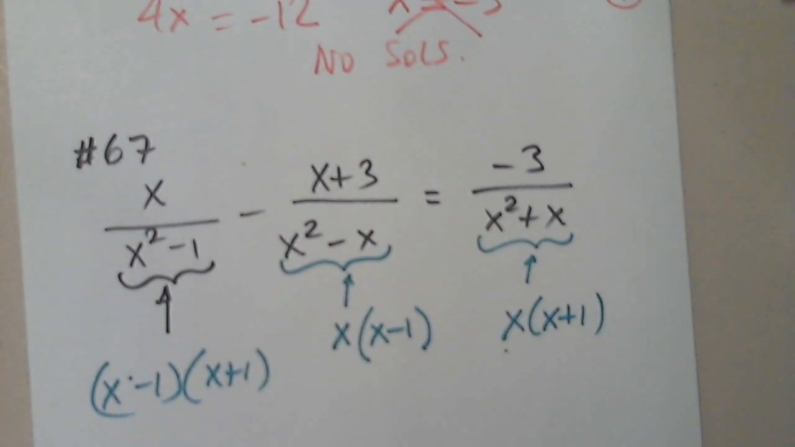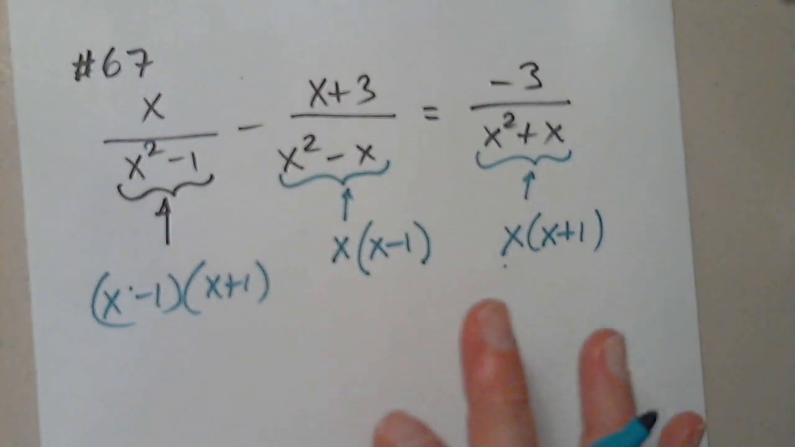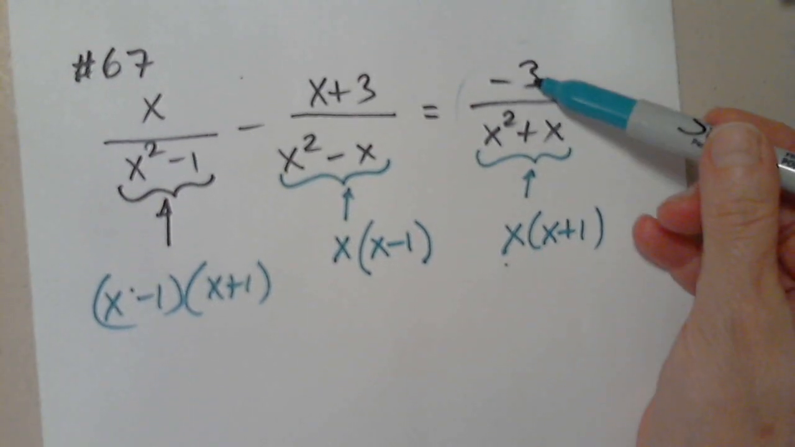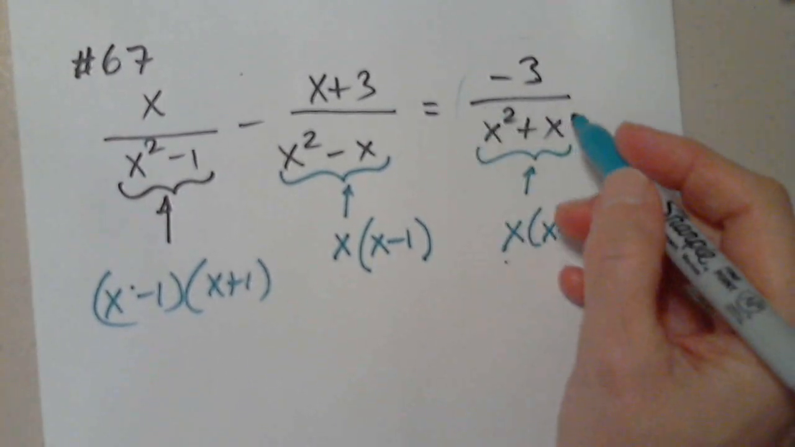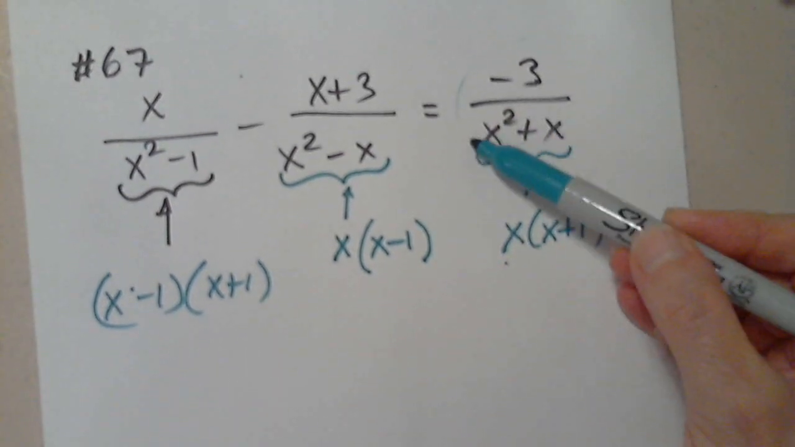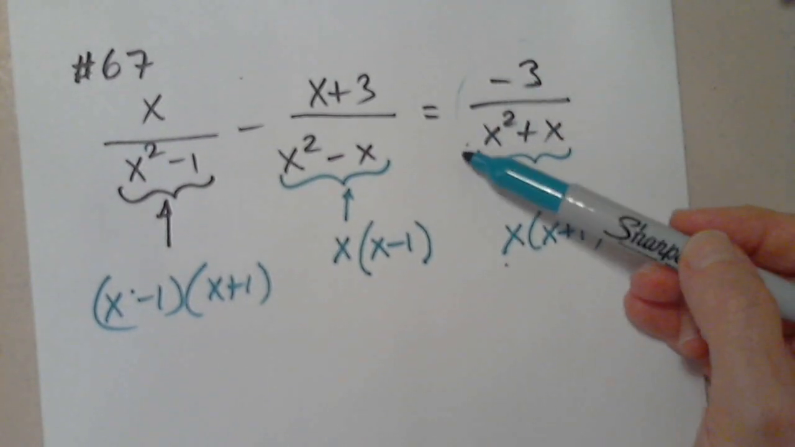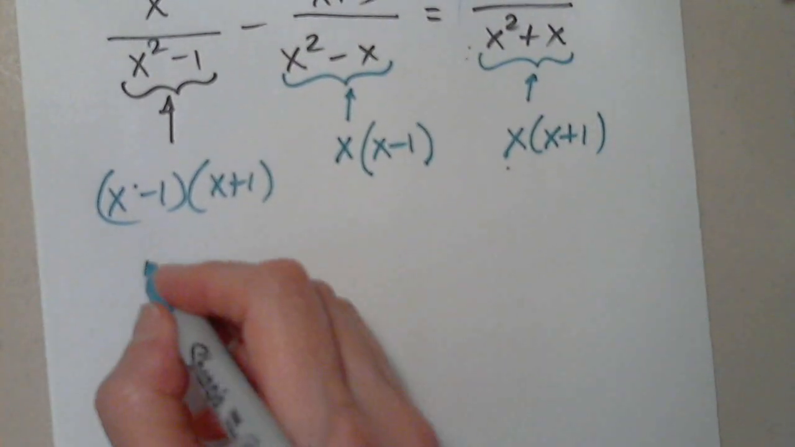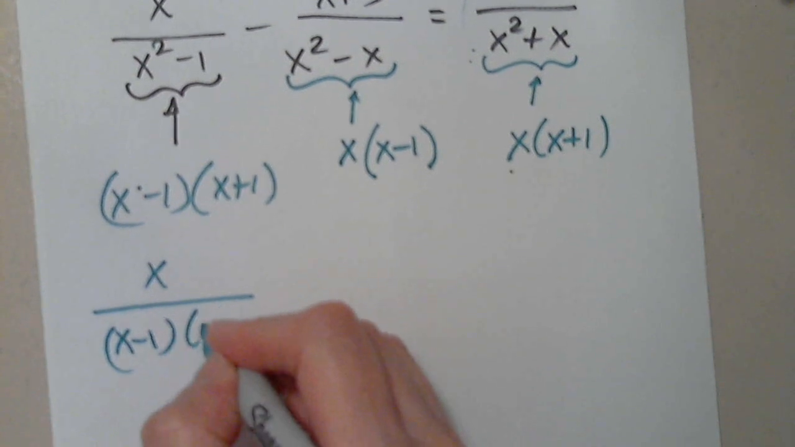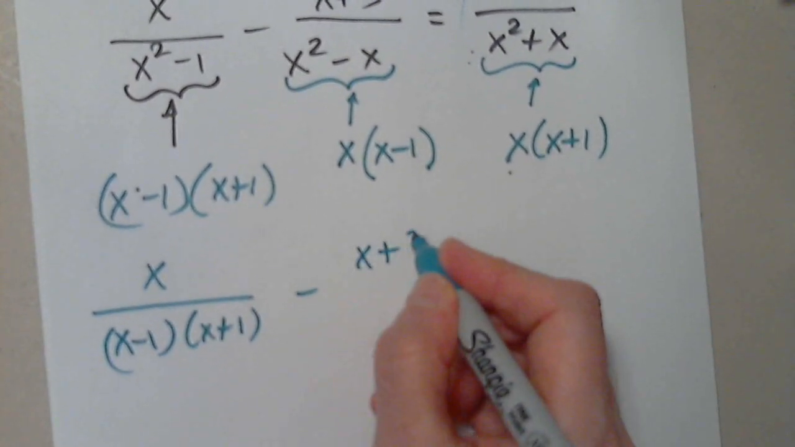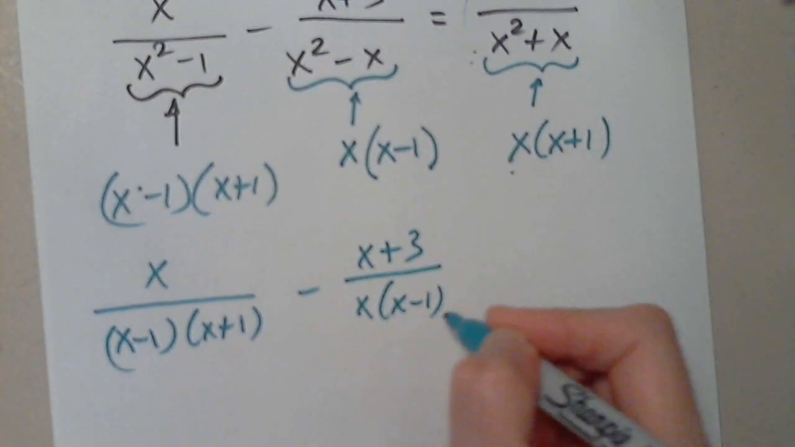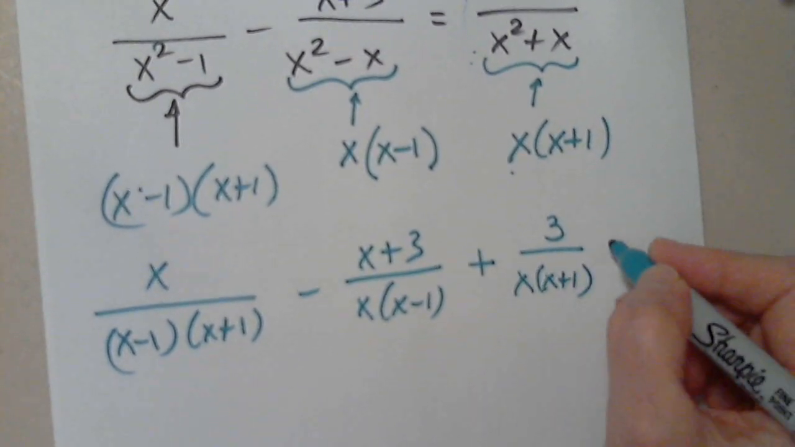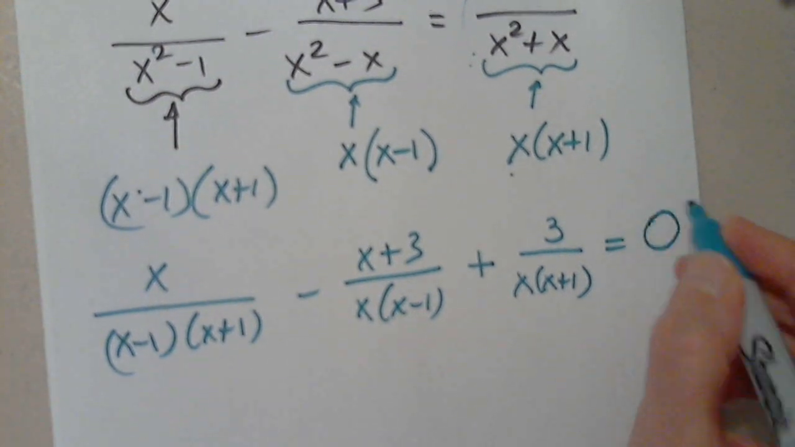Excellent. Great job. So now I rewrite the whole thing. And remember what we did before. This is a negative number. This is a positive number because there is plus here. There is nothing, right? So if it's nothing, it's positive. So negative divided by positive will be negative. And then I will move this term to the other side. So x over x minus 1, x plus 1, minus x plus 3 over x minus 1, plus 3 over x plus 1, and of course equals 0.